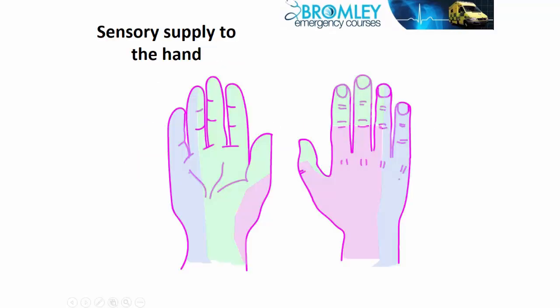So first of all, let's look at the sensory supply to the hand. The ulnar nerve, if we remember, is C8 and T1, so it's the lower part of the brachial plexus, and that innervates the ulnar border of the hand. We call it the medial side because the anatomical position is with the palm facing forwards. It's the medial border, and so the ulnar nerve innervates the sensory supply of the medial 1.5 fingers, the little finger and half of the ring finger.